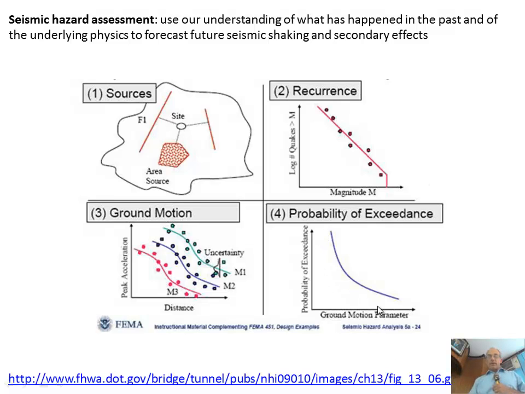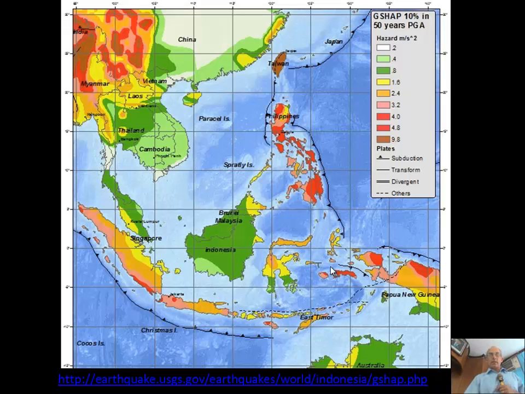And then there's some kind of curve of probability of exceedance: how strong the shaking is versus how likely it will be exceeded. This is a special case of strong motion seismology, and not so much geological input there. Here, for example, is a Global Seismic Hazard Mapping Program map for Southeast Asia. You can see that it shows 10% exceedance probability in 50 years for peak ground acceleration. That's a typical way it's presented.